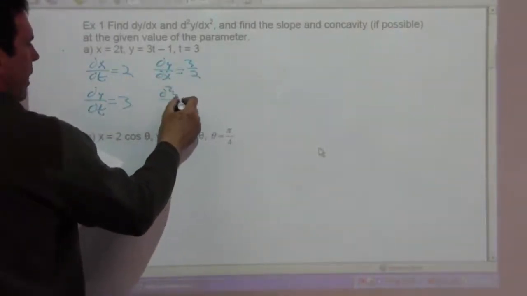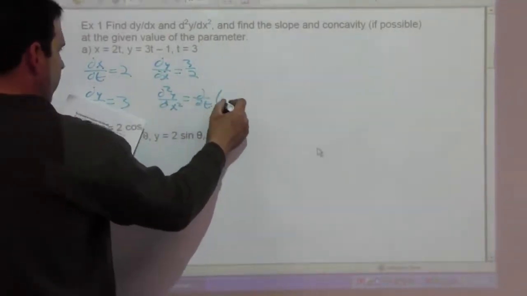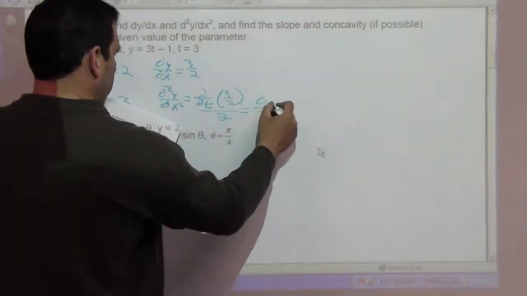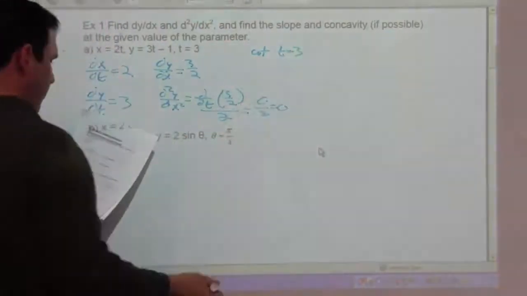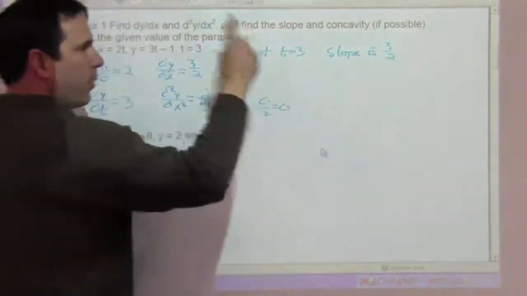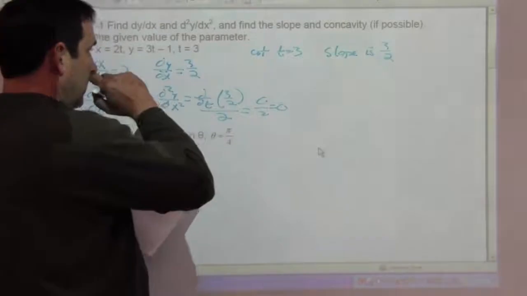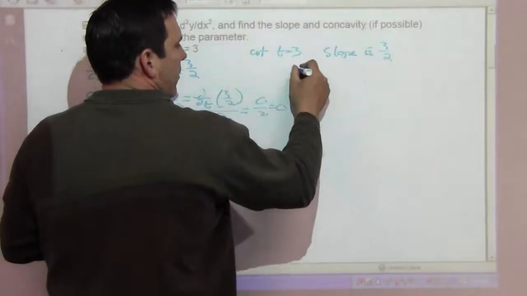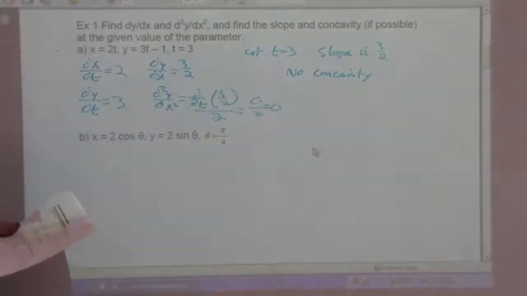Our second derivative of y with respect to x is going to be the derivative with respect to t of 3/2, over 2, which is 0 over 2, which is 0. So at t equals 3, the slope is 3/2. In fact, everywhere it's going to be 3/2. That's because the set of equations is the equation of a line. No concavity, because the second derivative is 0.